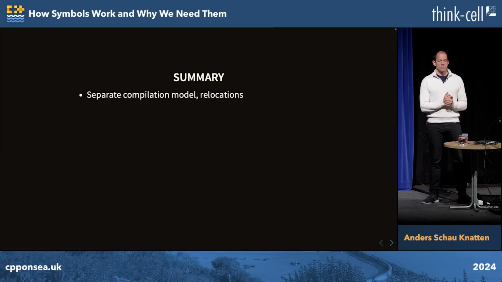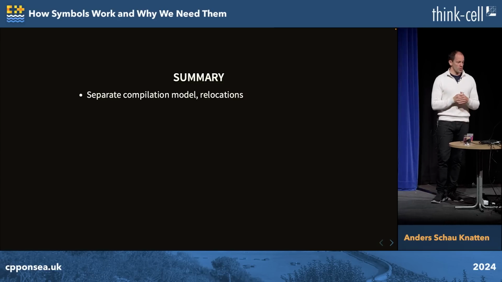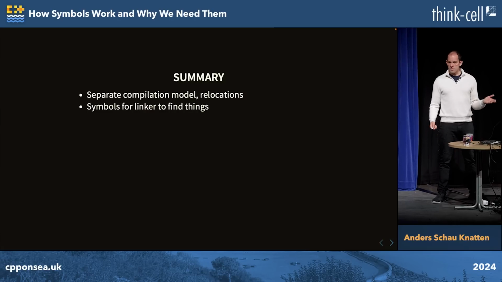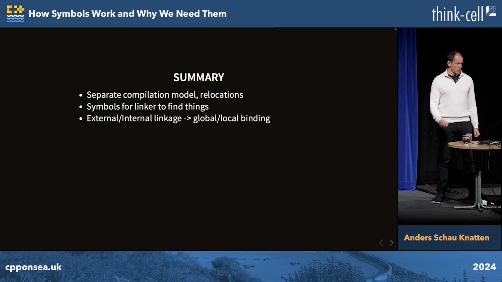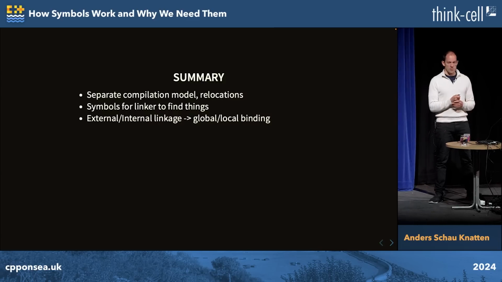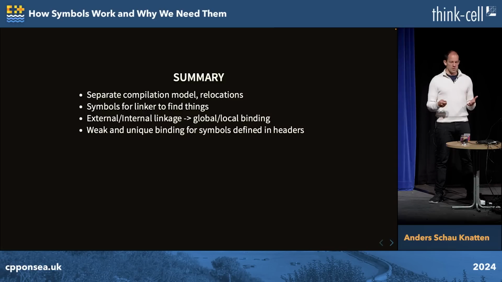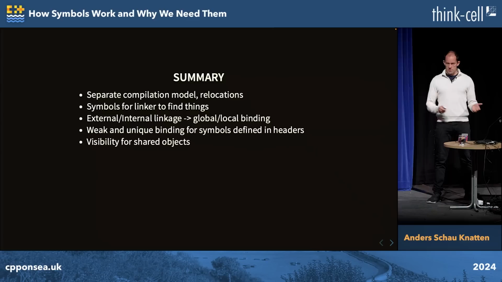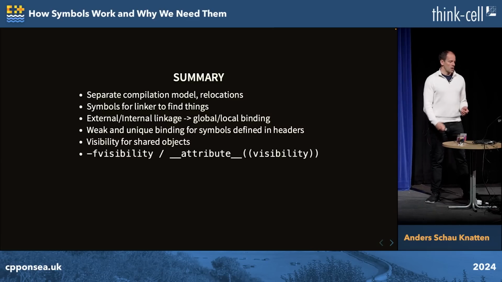So to summarize the entire talk, we had a separate compilation model and relocations to be able to find things for the linker. The linker then uses symbols to resolve all of these things. External and internal linkage in C and C++ is implemented by global and local binding on ELF. Weak and unique binding is used for symbols that have to be allowed to exist in many translation units. And be aware of the ODR rule, they have to be the same. For shared objects, we use visibility since we can't use binding. And that's controlled with the -fvisibility compiler option or attribute visibility.